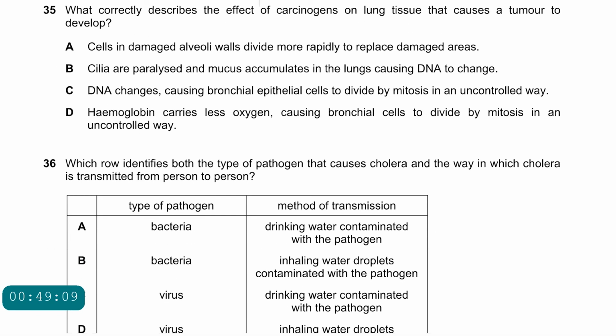35. What correctly describes the effect of carcinogens on lung tissue that causes a tumor to develop? We all know that a tumor develops due to a mutation or a sudden change of base sequence of DNA. Point C mentions that DNA changes, causing bronchial epithelial cells to divide by mitosis in an uncontrolled way. Here, when a mutation occurs, the proto-oncogene turns into an oncogene, which therefore causes the uncontrolled division. Therefore, the answer is C.